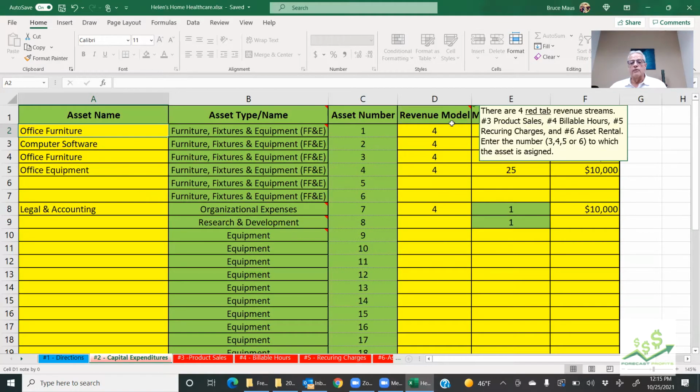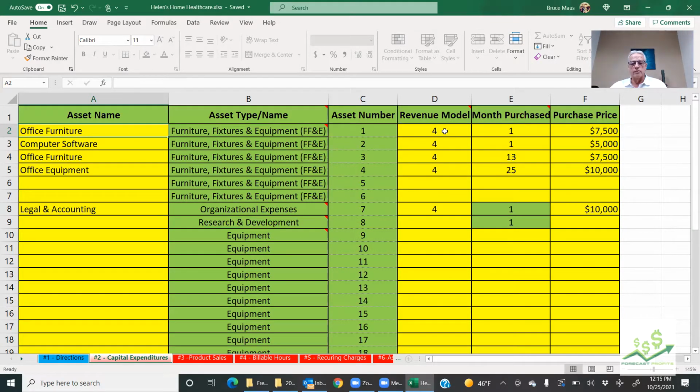Next, we assign the revenue model to how these assets are depreciated. In this case, it's number 4, billable hours, because service providers are going into seniors' homes and charging for their time. Next is the month the asset is purchased, and finally the purchase price.